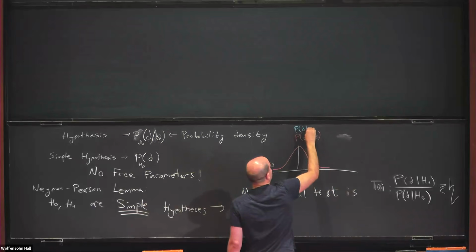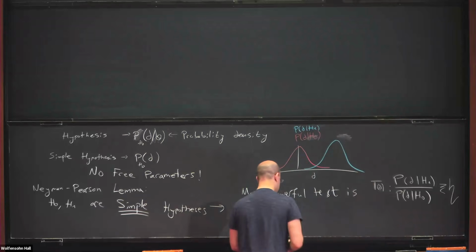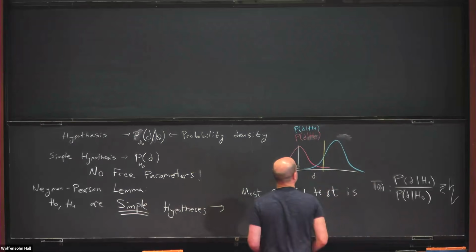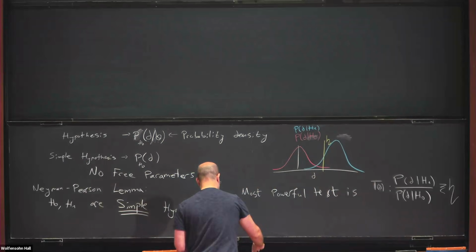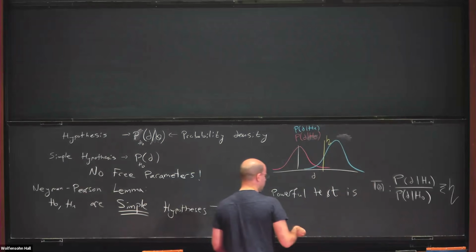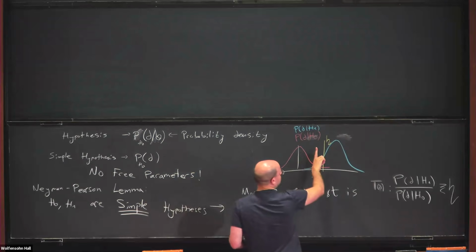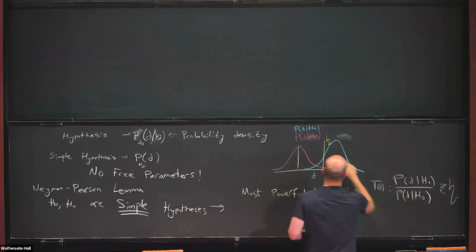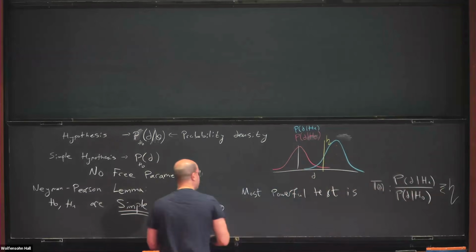Probability of data given H1, maybe something like that. This is eta, okay? And we will define the errors. If we are above eta, we say it is H1, and if we are below eta, we say it is H0. And there's an error term.